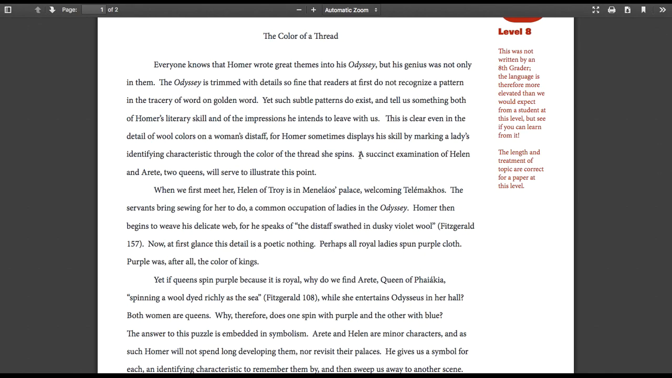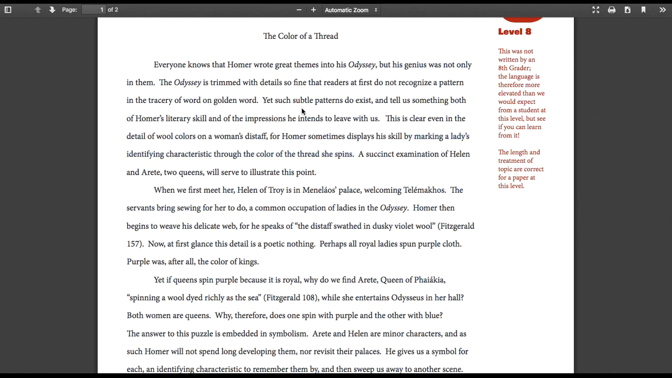So if you look back, we can see that the author is providing a lot of background and explaining what the story is about, and then leading slowly into talking more about women, and then finally shows that the thesis is about the two queens who will serve to illustrate the point that Homer displays his skill by marking a lady's identifying characteristic through the color of the threads she spins. So this point right here is the point made in the previous sentence.